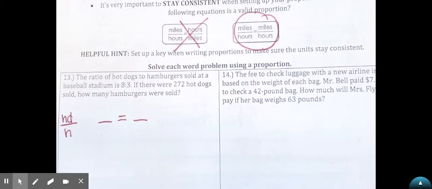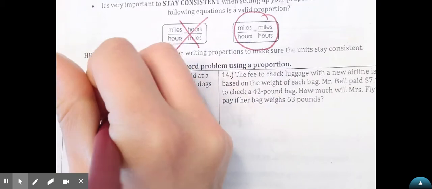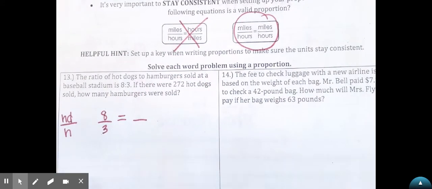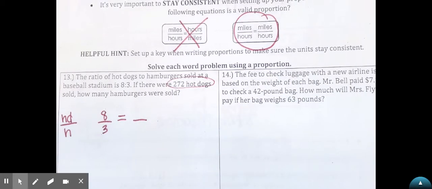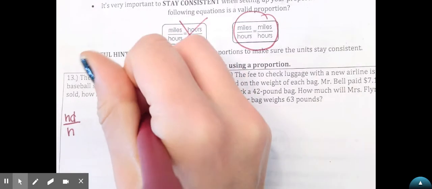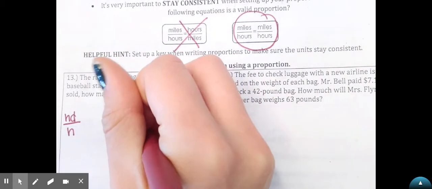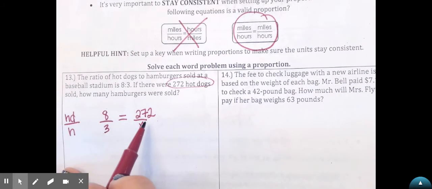So I'm getting ready to set up my proportion. The ratio was 8-3. 8 stood for hot dogs, 3 stood for hamburgers. And then I continue reading and I'm given another number in the problem, and that's 272 hot dogs. So here's where the consistency comes in. In my key, it looks like I have hot dogs represented in the numerator. So I'll take my 272 that talks about hot dogs and place it in the numerator, and your missing spot will be X. From here, you'll cross multiply.